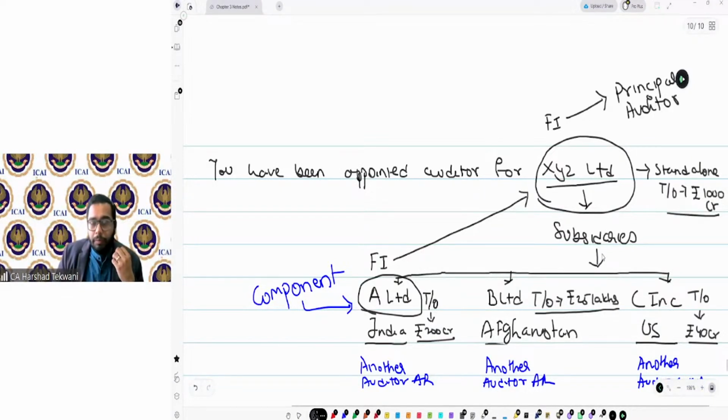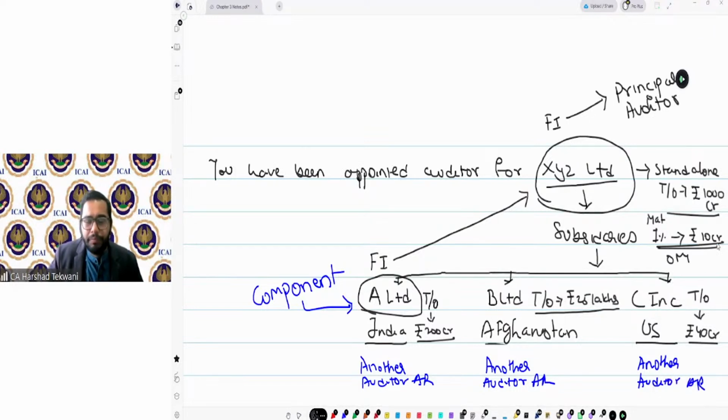Now, the materiality for XYZ Limited at the standalone level was 5% or 10% of revenue or profits. As you know, the benchmark was selected. Let's say I'll take 1% of the revenue. So let's say 1% of revenue was the benchmark materiality. So 1% of this 1,000 CR will come to 10 CR. That was my overall materiality.